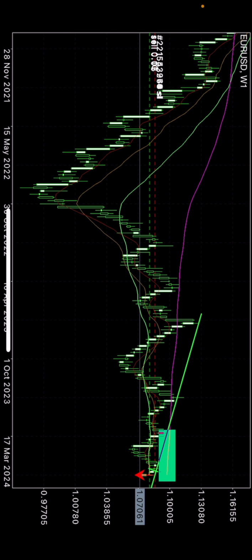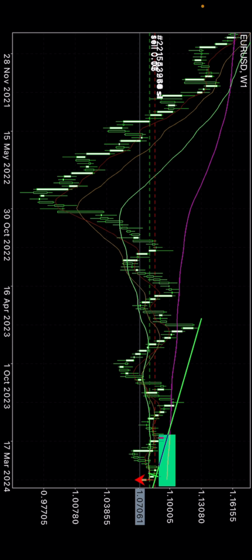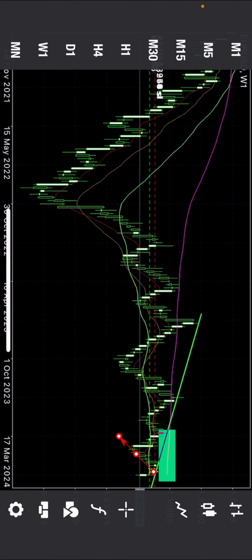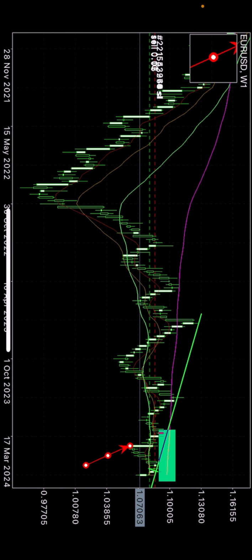Let's go back to the weekly. So now what are we waiting for? We're waiting for price to keep going down, right? Keep going down to give us a new lower low that will beat this previous lower low, right? This was the previous lower low. So we want price to give us another lower low here while we hold these sell trades, right? So that is basically our supply and demand strategy.